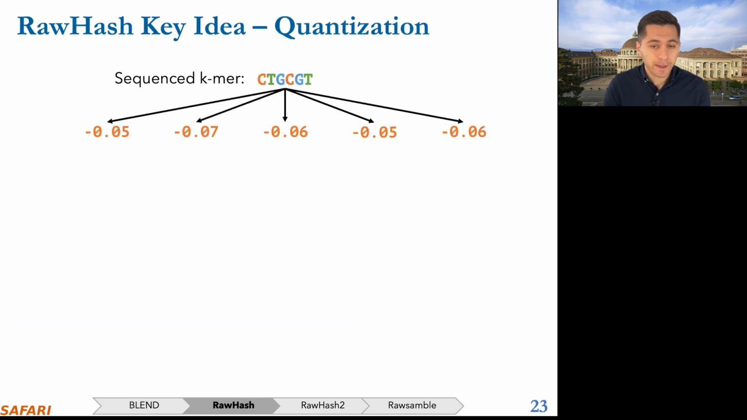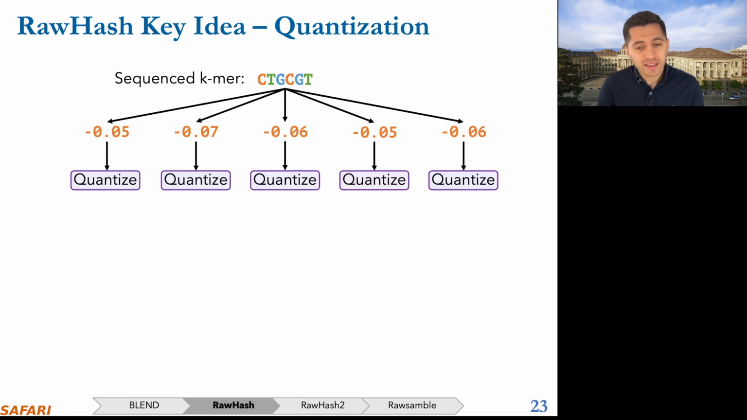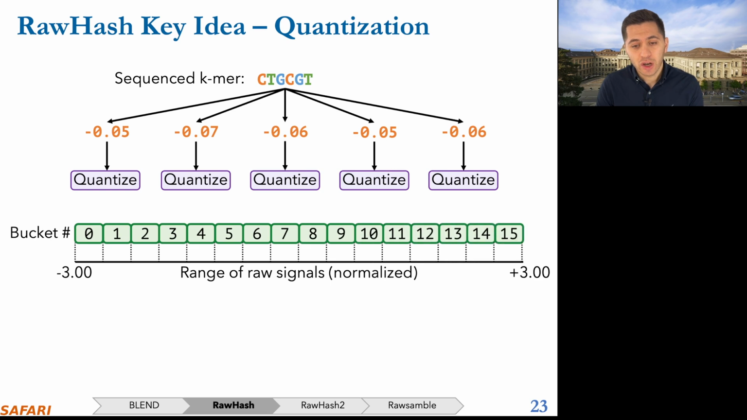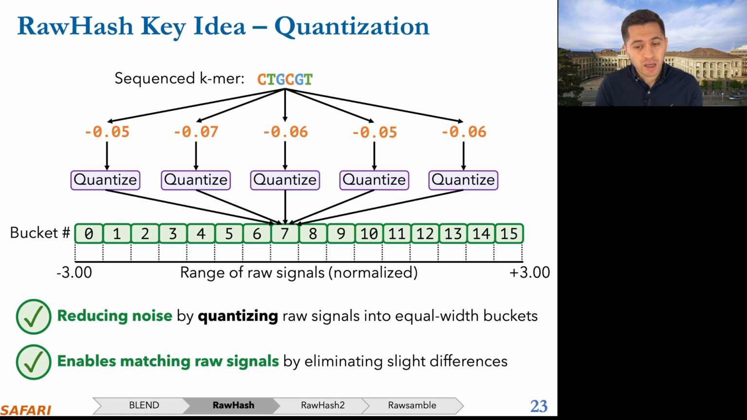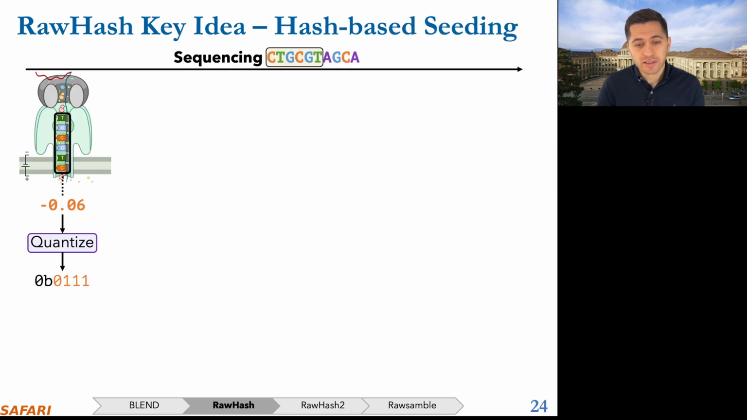To enable assigning the same values to similar raw signals, the key idea in RawHash is to perform quantization in two steps. First, the quantization step creates a certain number of equal width buckets across the entire raw signal range. Second, we assign similar raw signals within the same signal range to the same bucket. This reduces noise by quantizing raw signals into equal width buckets. By doing so, RawHash enables matching raw signals by eliminating slight differences.